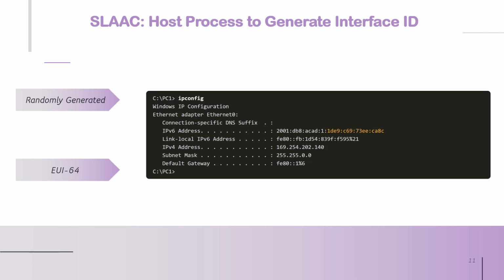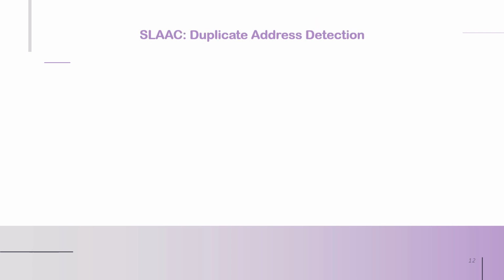But what happens if the process enables the host to create an IPv6 address and there is no guarantee that the address is unique on the network? Stateless address autoconfiguration is a stateless process, and therefore a host has the option to verify that the newly created IPv6 address is unique before it is used.